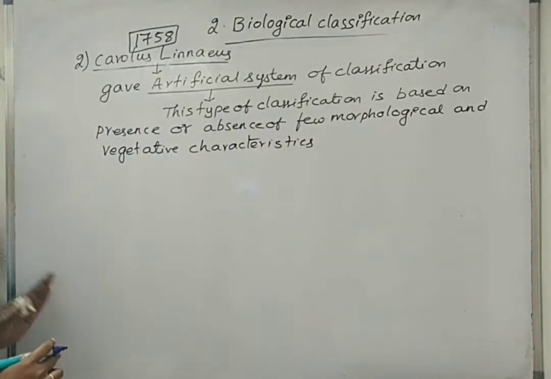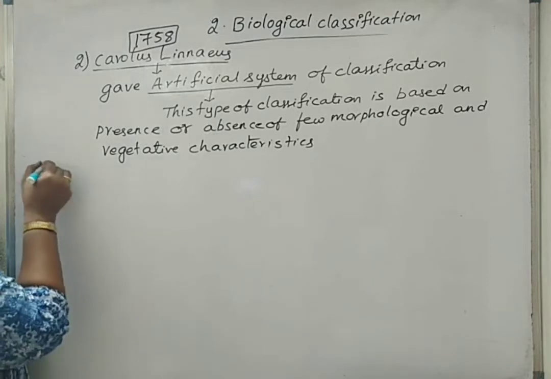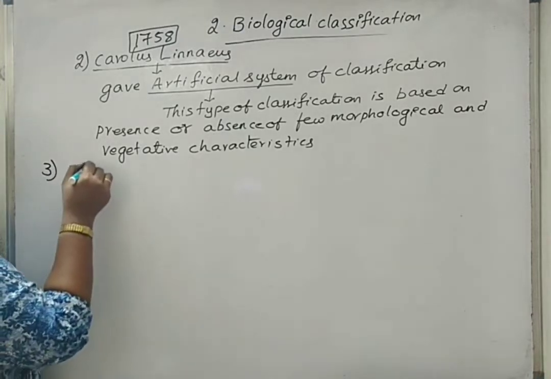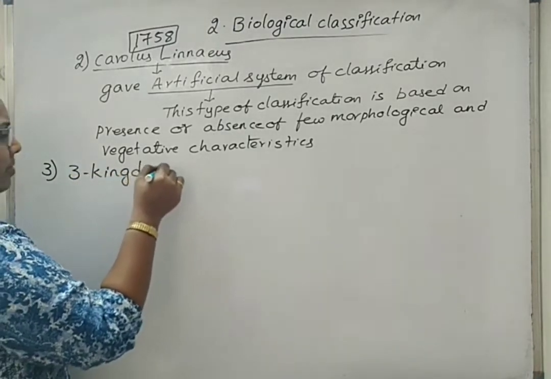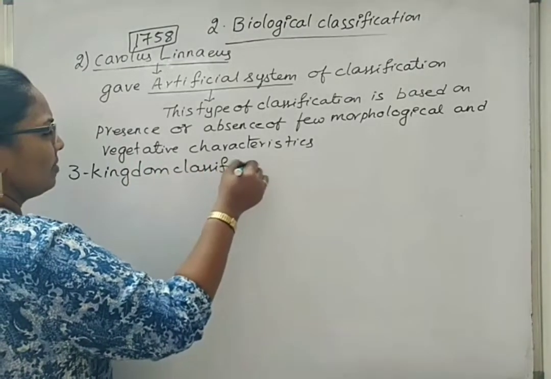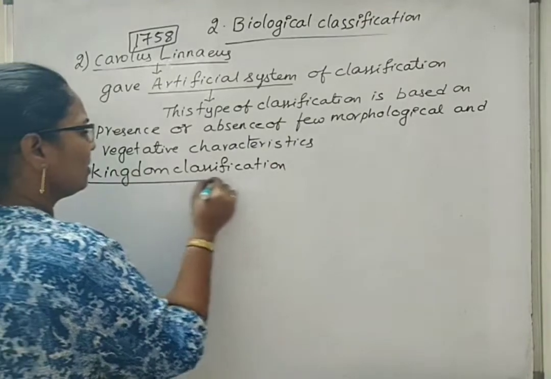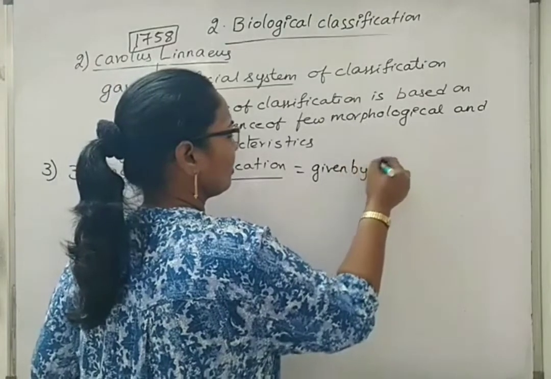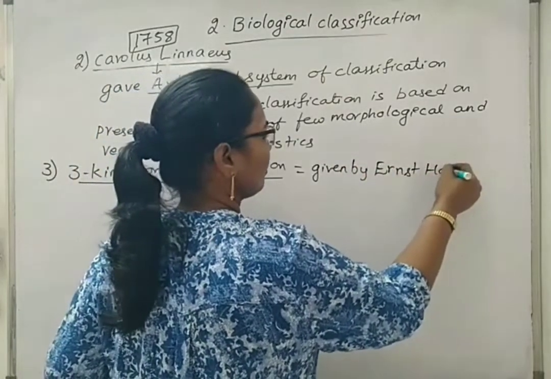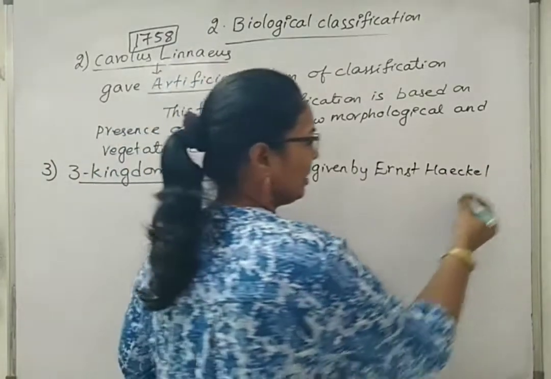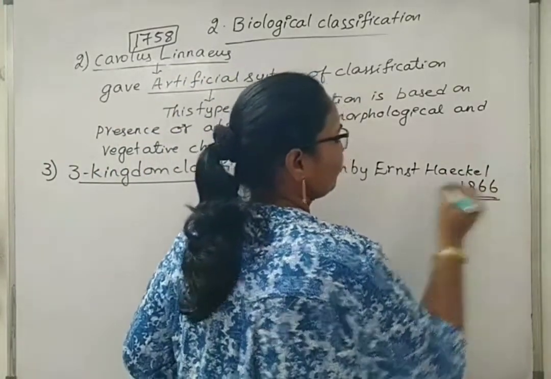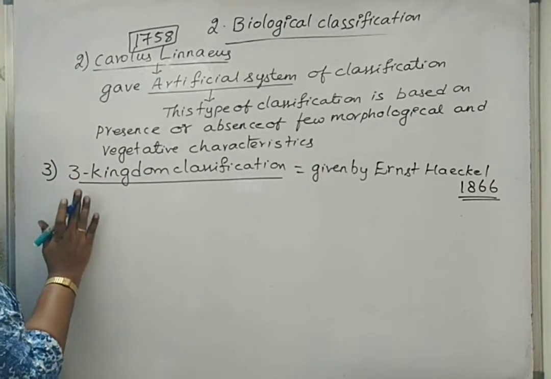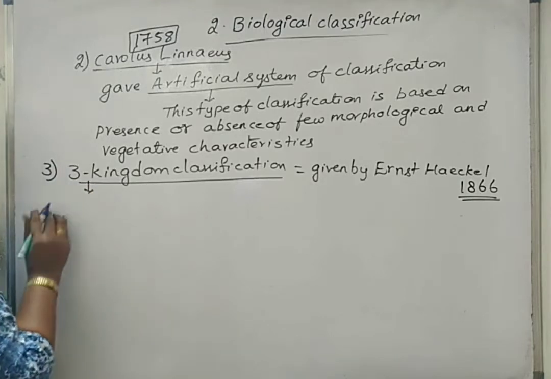This is about Carolus Linnaeus and his types of classifications. The third type of concept is regarding three kingdom classification. This is given by Ernest Haeckel in the year 1866. Years are very important in this chapter. So, three kingdom classification proposed by Ernest Haeckel. What are those three kingdoms?